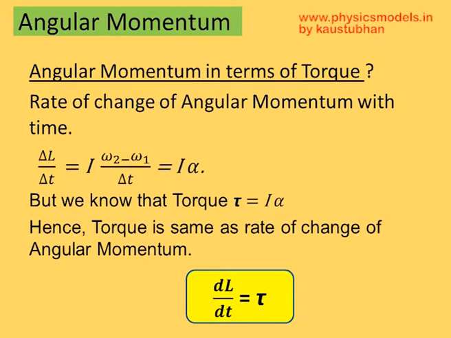Now there's a relationship between angular momentum and torque which is not so obvious. So we have to start with finding the rate of change of angular momentum with time. That's nothing but delta L by delta t. That equals I times delta omega by delta t. That's nothing but I alpha, where alpha is angular acceleration. But we know that torque is equal to I alpha. Therefore, the rate of change of angular momentum with time is equal to the torque.